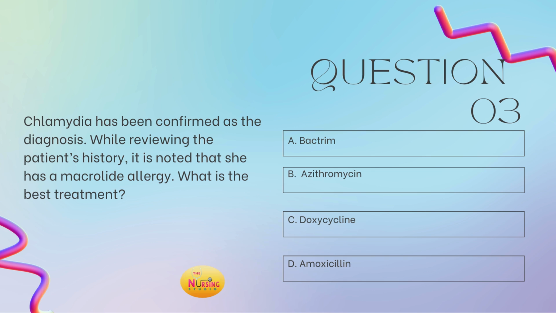All right, so here's the stem of this question. What is the best treatment? So again, if they're asking you about a treatment, you need to run it back and see if they have provided you with a diagnosis. If they have not provided you with the diagnosis, you need to take it back a step further and look at the assessment findings so that you're able to determine the diagnosis so that you can then determine how to treat that particular diagnosis. But in this case, they have provided the diagnosis where chlamydia has been confirmed.